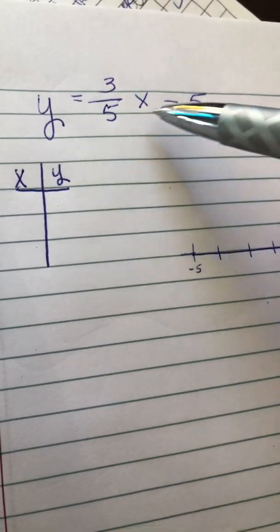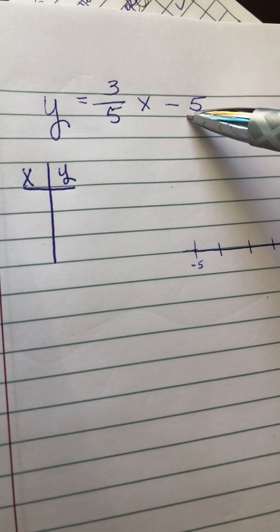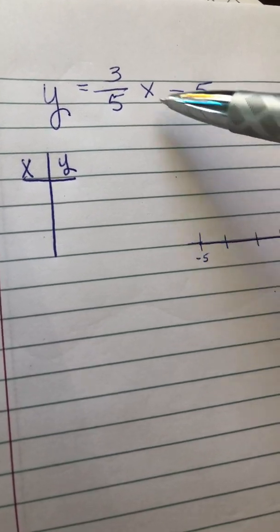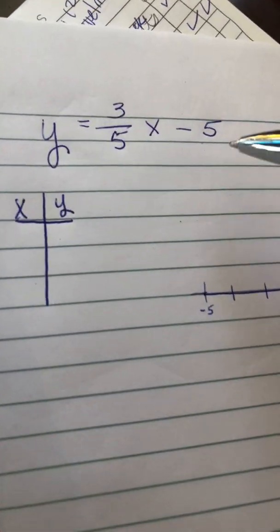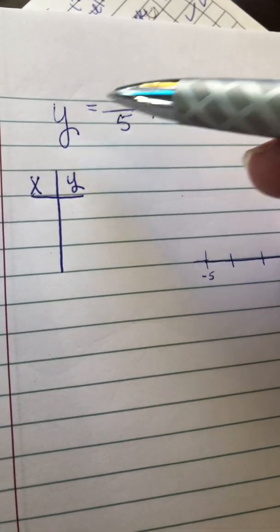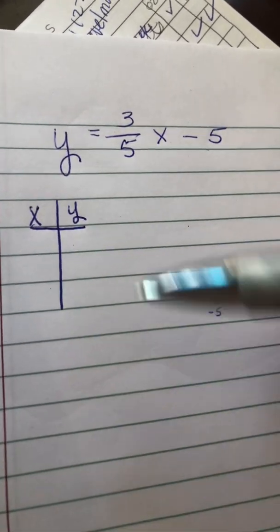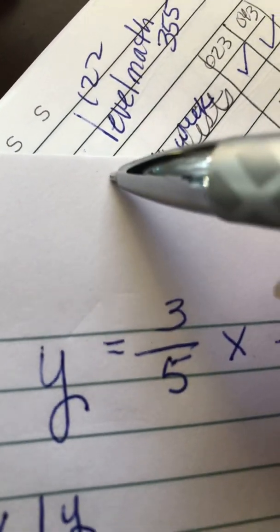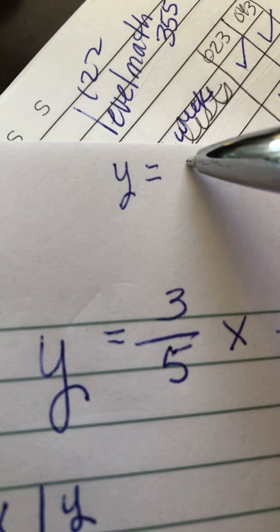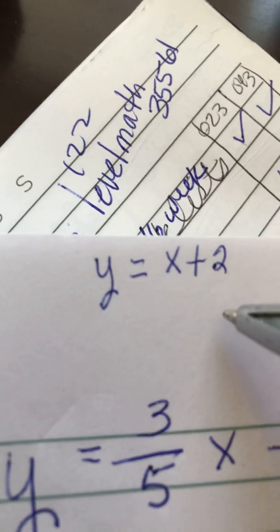When we have an equation, if we want to know how to find the points that go on this graph, we need to put in some x's and some y's into the equation and see what gives us a true statement. And I'm going to back up a minute. If we had a problem that said like y equals x plus 2, just something real simple like that.